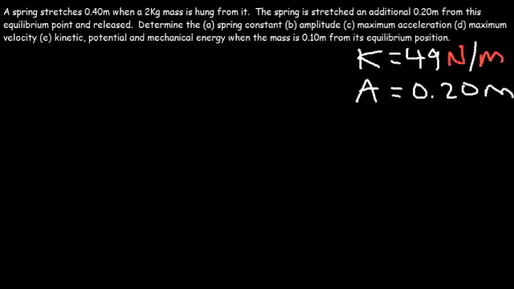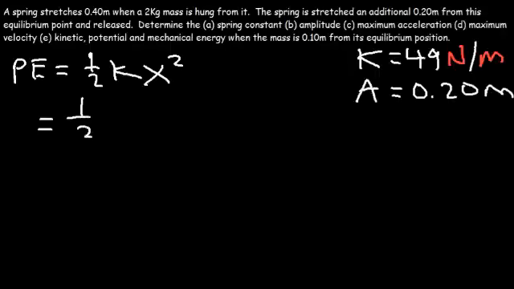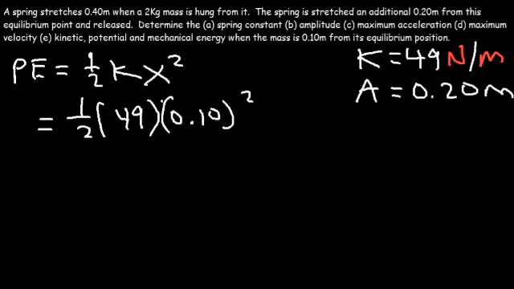So let's find the potential energy first. The potential energy is 1/2 kx squared, which is basically 1/2 times 49 times an x value of 0.10 squared. That's about 0.49 times half, that's 0.245. So the potential energy is 0.245 joules. Now what about the kinetic energy?